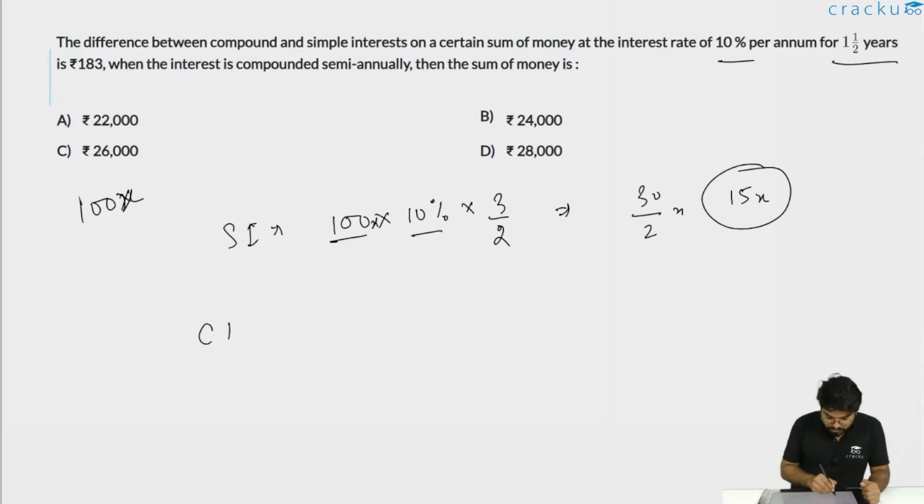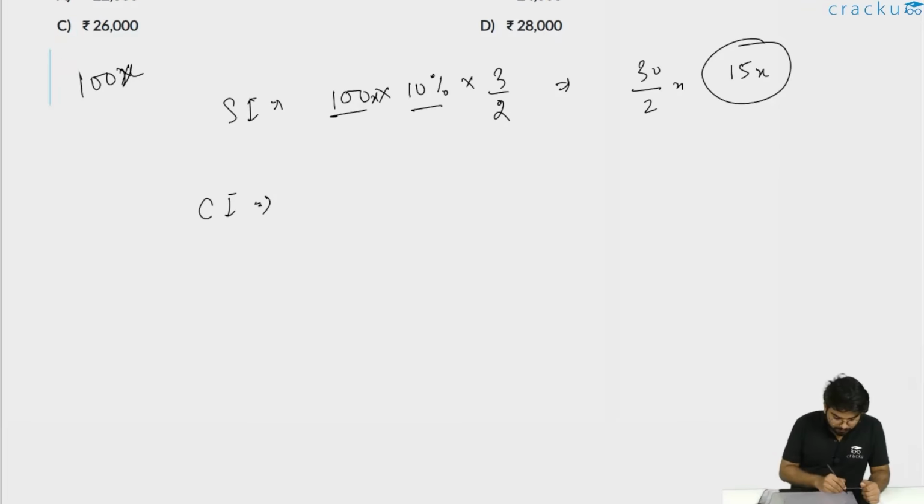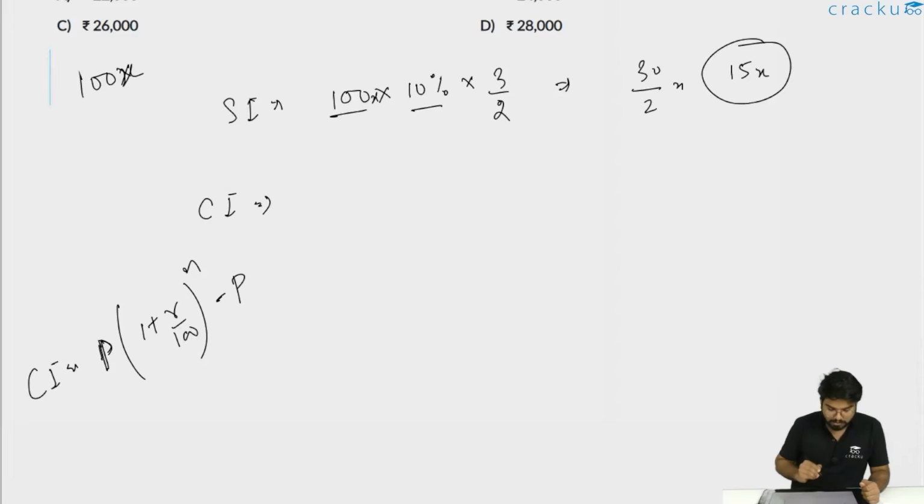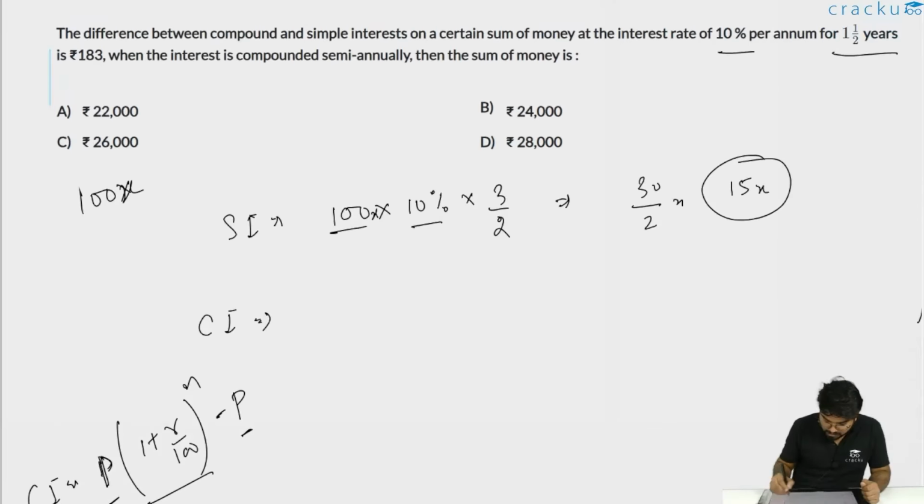Now let's check for compound interest. We know the formula for compound interest, that is principal into 1 plus r by 100 to the power n, minus P. P is the principal amount. This is the time we increase the value and we reduce the actual principal amount to get the simple interest. So we have principal is 100x into 1 plus r.